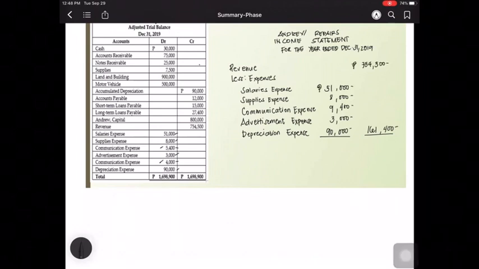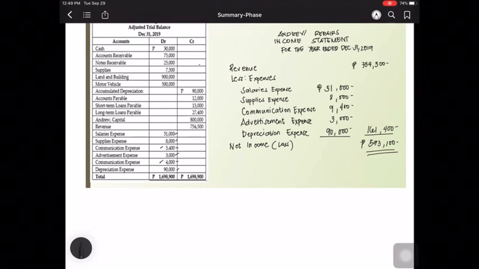Okay, so now that we have the values for our total revenue and total expenses, we may now compare the two, so that we will know whether the results of operation has resulted now to a net income or if it is a negative value to a net loss. So that would be 754,500 minus 161,400. That will now give us a net income of 593,100. As easy as that. Okay, so that's how you prepare an income statement for a service type of business.